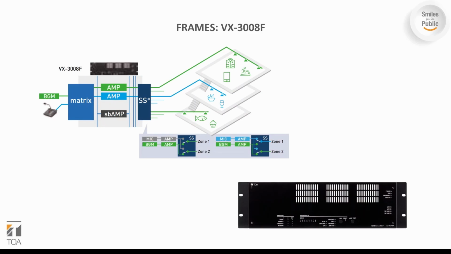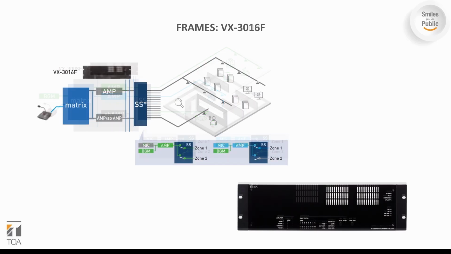The second type is the VX3008F. This frame accepts up to 3 modules and is capable of handling up to 8 zones with one unified BGM source. It can do this through a speaker selector and 2 amplifier channels. The first channel is dedicated to handle BGM, while the second channel is dedicated to handle paging. The third module can be added for redundancy.